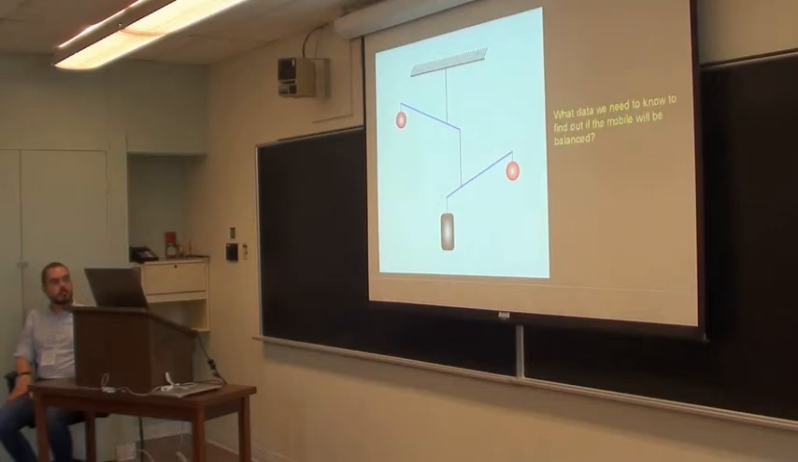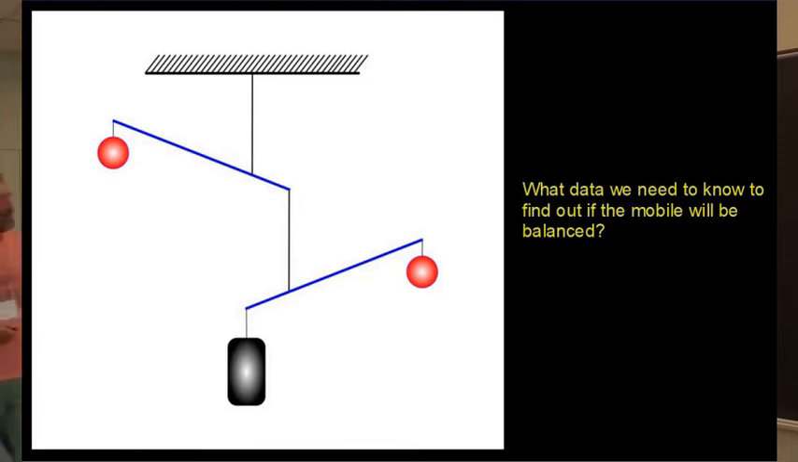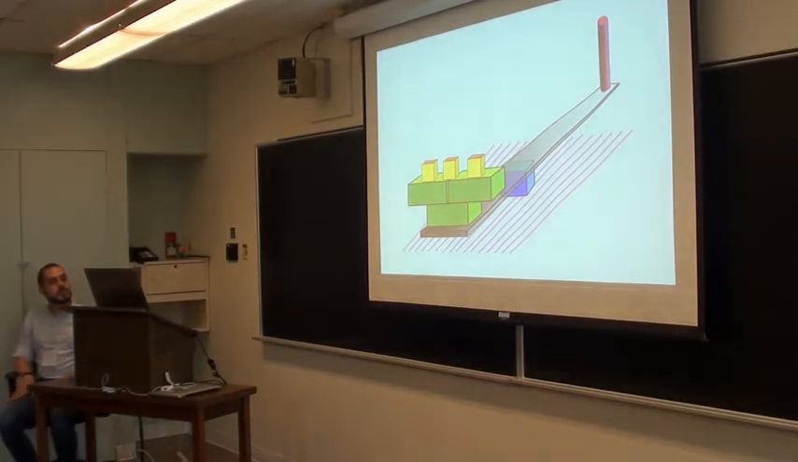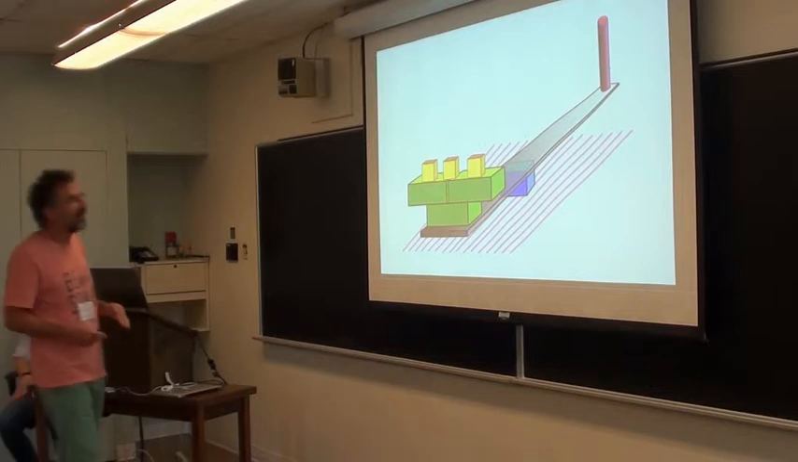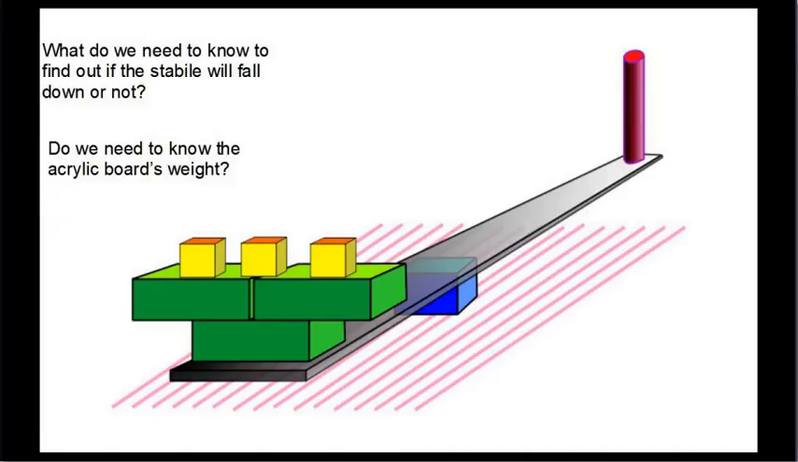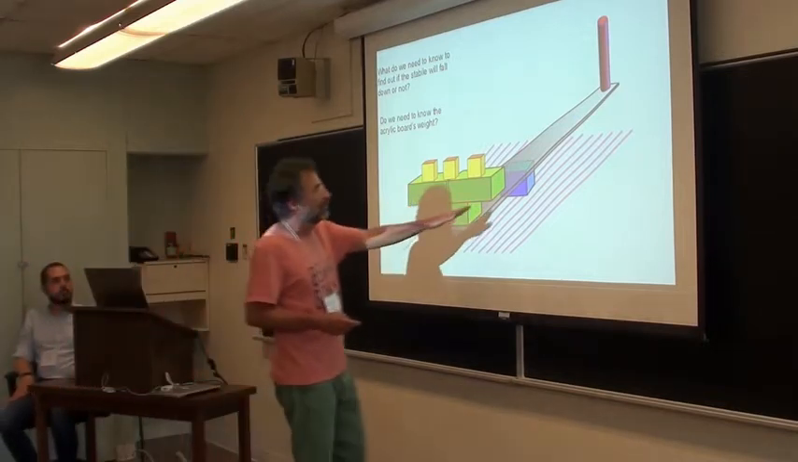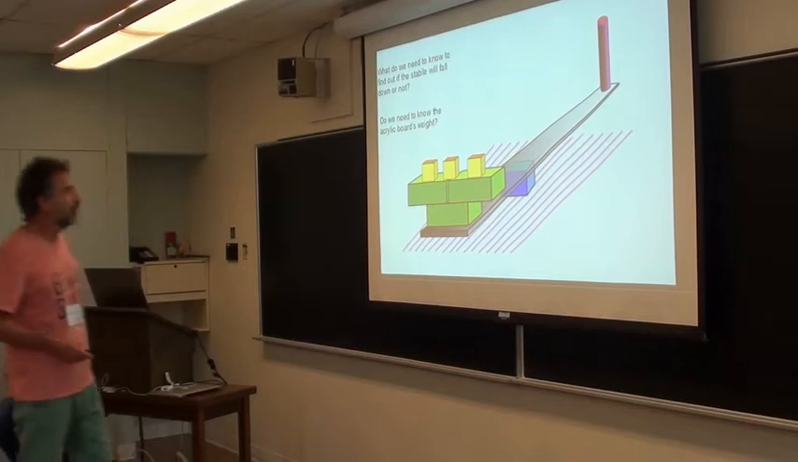So we can put some questions to everybody here. What data do we need to know to find out if the mobile will be balanced, if it doesn't twist too much? And considering another one here, the stabile: what do we need to know now to find out if it will be balanced or if it will fall down? I'm not sure if you thought about it, but we need to know the acrylic board's weight, because the weight of this piece is part of the balance.